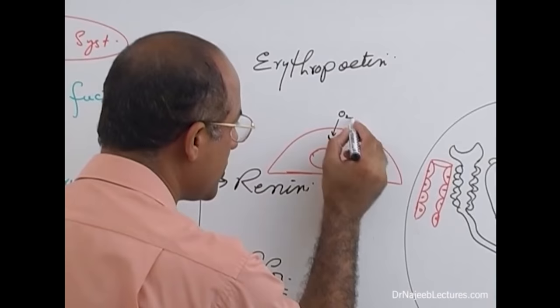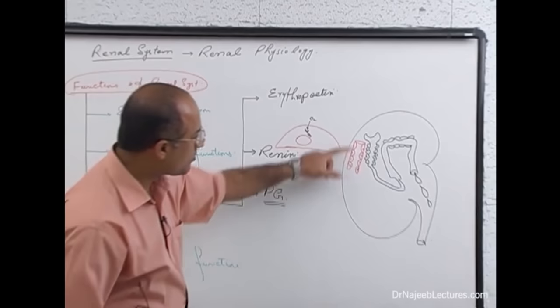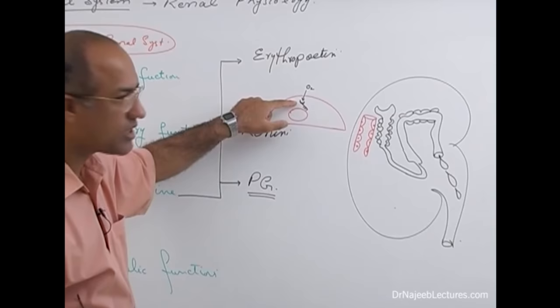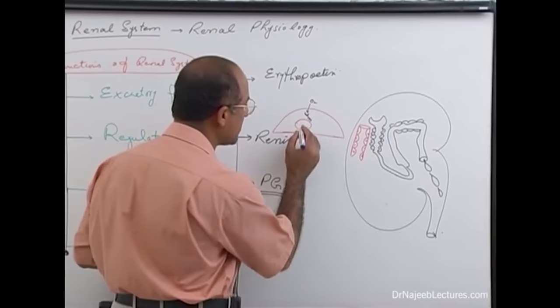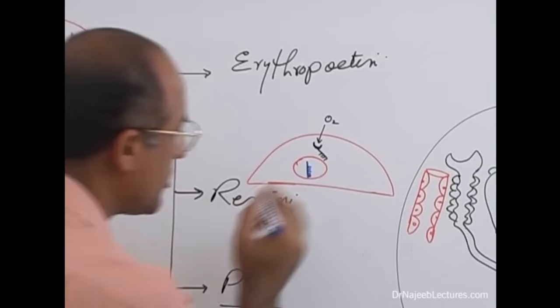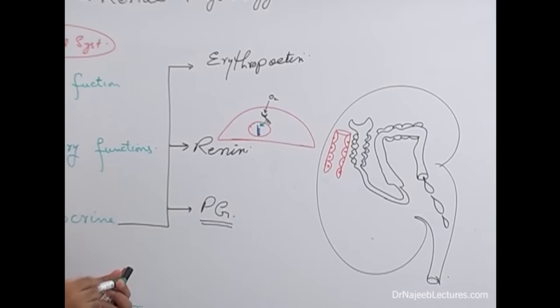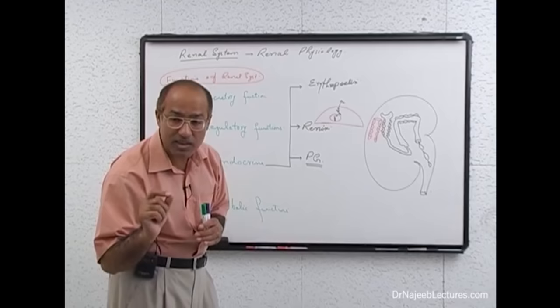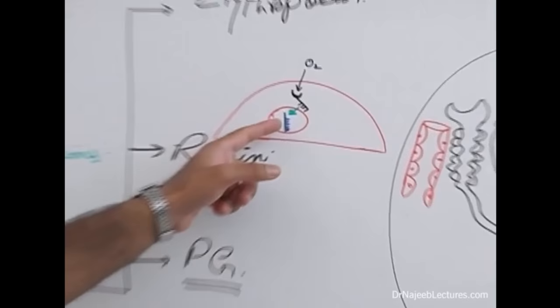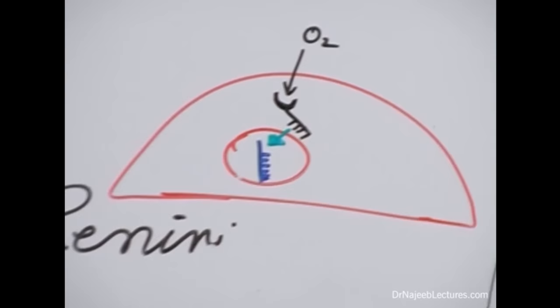Oxygen sensors. When blood is passing through this area, oxygen goes into these cells and they activate the oxygen sensing proteins. Oxygen sensing proteins go and block certain genes. They inhibit certain genes. This oxygen sensing protein will go into the nucleus. When they have the oxygen, they go into the nucleus and inhibit the genes for erythropoietin production. This blue gene is the erythropoietin producing gene. Am I clear? Now what really happens?